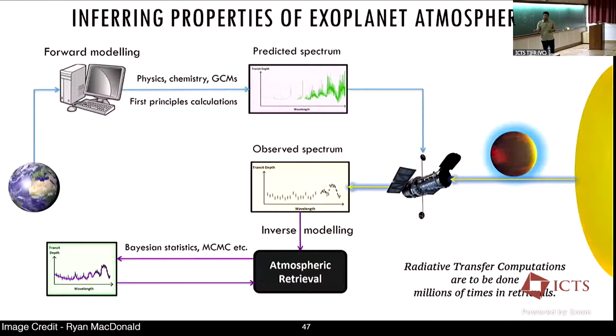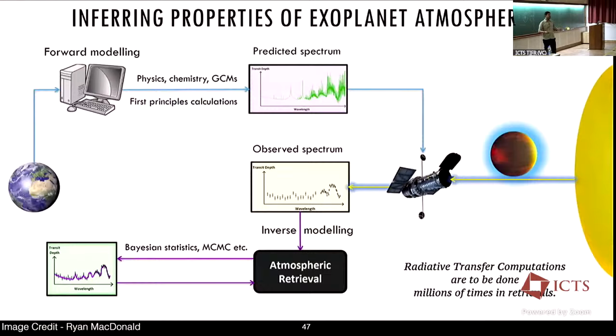But the secondary approach, the inverse modeling approach, rests on the fact that we may not understand all the physics and chemistry that is going on in the planet's atmosphere. So let us just keep it free. Many of the parameters, like abundances, temperature and many other cloud parameters, are kept free, and that is how we interpret them.